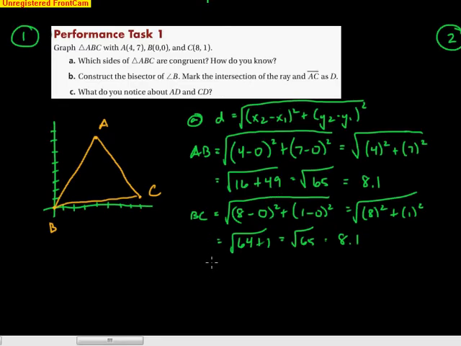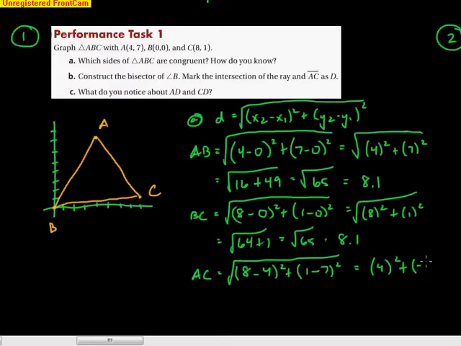Let's check the third side to see if it's congruent to the other two, AC. So now we have not the (0, 0) point. So let's go 8 minus 4 squared plus, and let's go back to 1 minus 7 squared. This is 4 squared plus, and now watch this, negative 6 squared. So then 4 squared is 16, and now watch, negative 6 squared is positive 36. Remember, when you square it, they become positive, no more negatives. This is the square root of 52, and the square root of 52 is going to be 7.2.